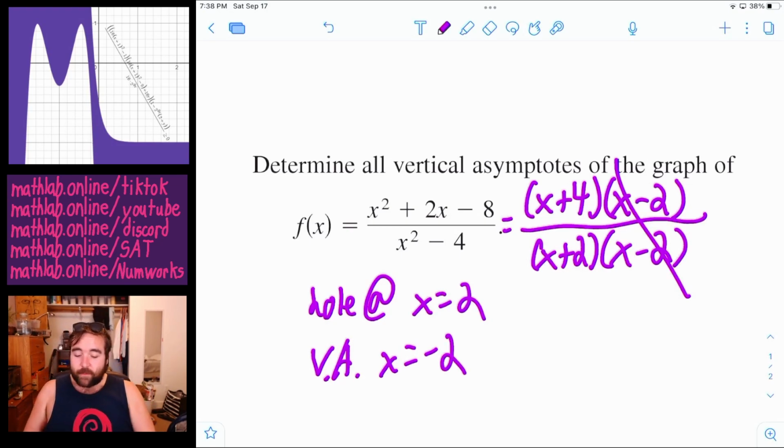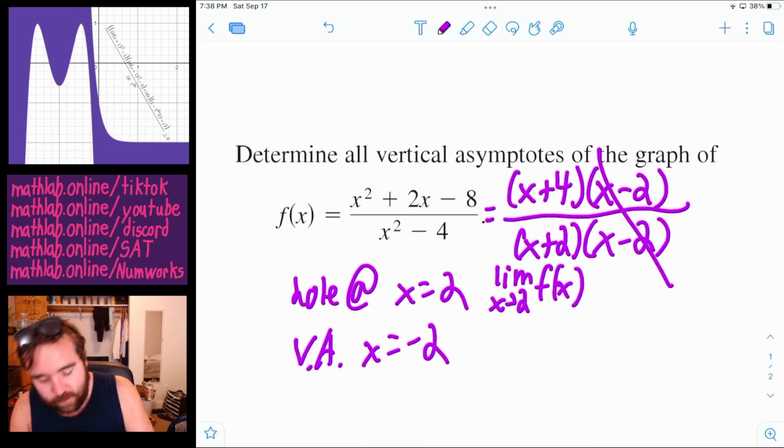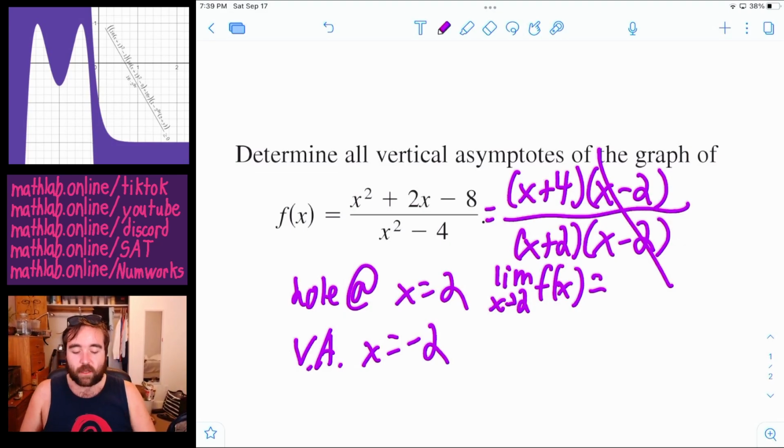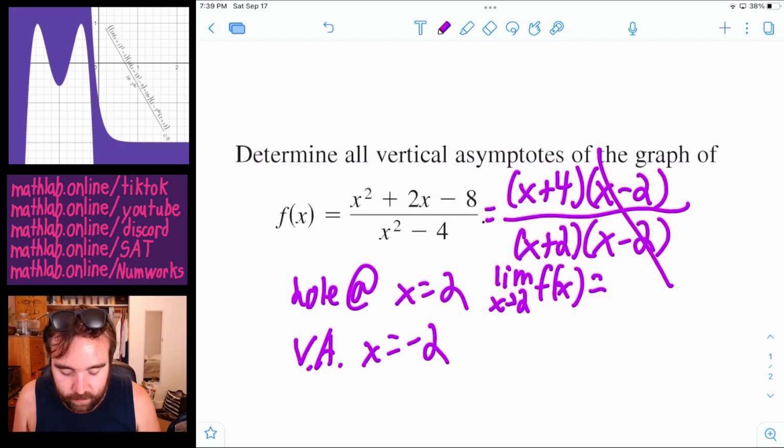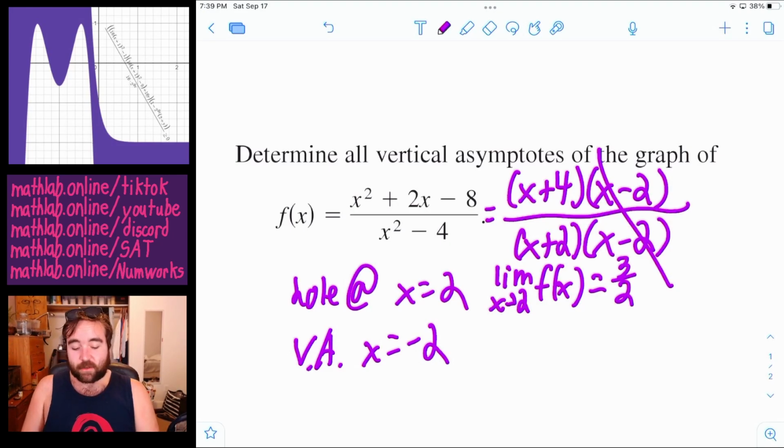And you think back to limits, how these limits always work. The limit of this function as x approaches 2 of f of x exists. We can actually say what it's equal to, because now that we canceled out the x minus 2, we can just plug in 2 and see that it's equal to 6 over 4, or 3 halves. So since the limit is defined at that x value, there's definitely not a vertical asymptote there.